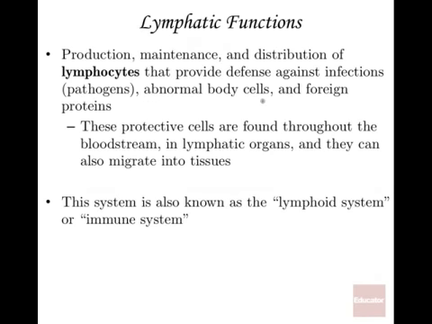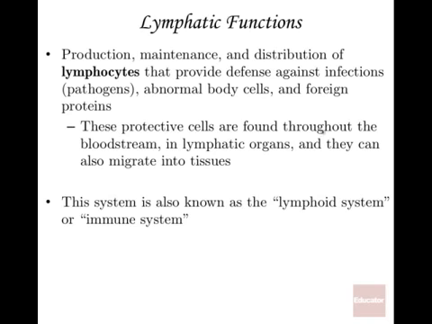Even abnormal body cells. Your own body cells sometimes get mutations, maybe get a buildup of toxins, and something about them is abnormal. Maybe they're turning into cancer cells. You want a certain class of white blood cells to ideally get rid of them as soon as possible. And foreign proteins. So foreign proteins, which are usually associated with some kind of pathogen, but not always, those can cause problems as well. So they're going to be dealing with them.